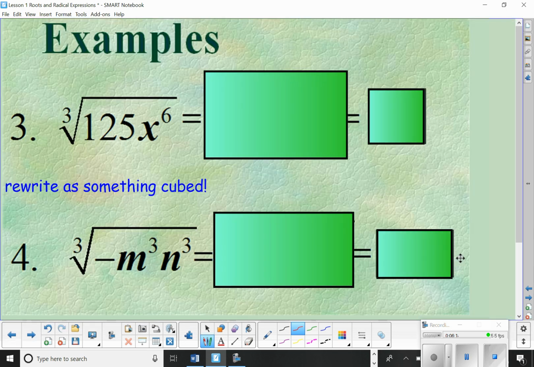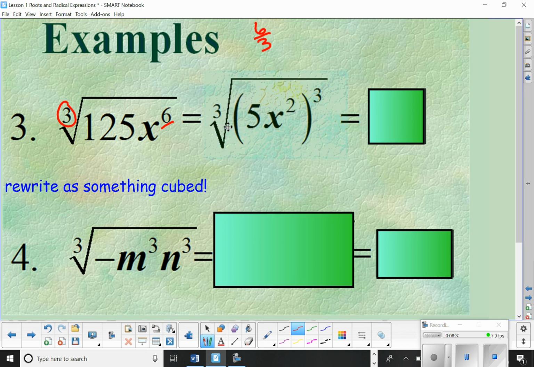Now, here are some cube roots. Rewrite it as something cubed. The cube root of 125x to the 6th. Again, anytime you're doing this, you've got the index and the power. So 6 divided by 3. That's how you figure out what comes out. So we have the cube root of 5x squared cubed, which gives you 5x squared. The 6 divided by 3, that's that 2. The cube root of 125 is 5.